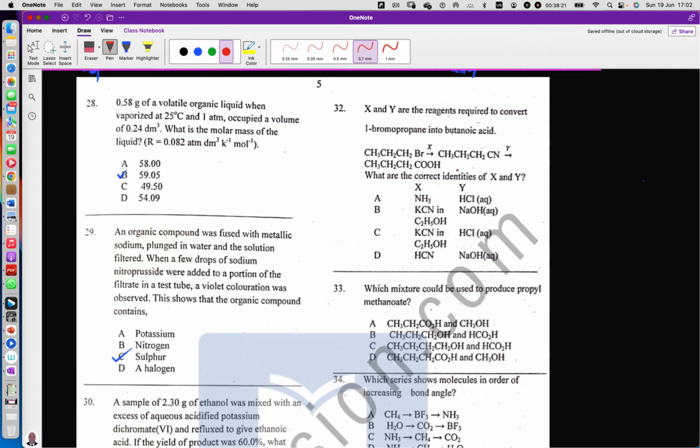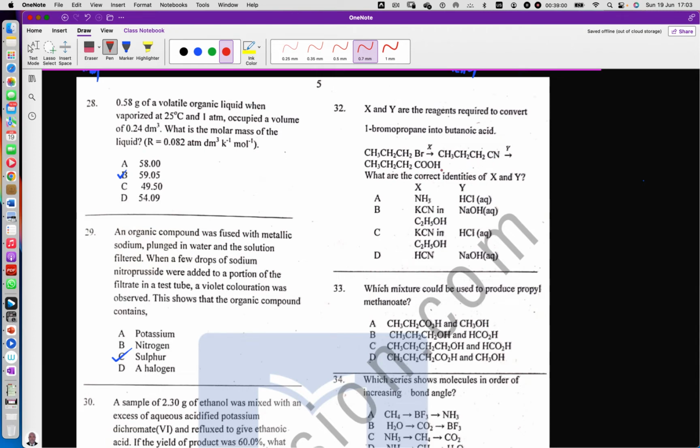So in this case, the reagent X will be potassium cyanide in ethanol, or you can call it ethanolic potassium cyanide. And Y will be acid hydrolysis, that is the acid in water, which will convert the butanenitrile to butanoic acid.